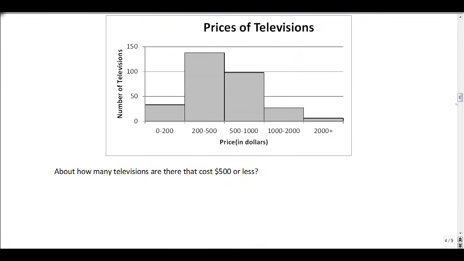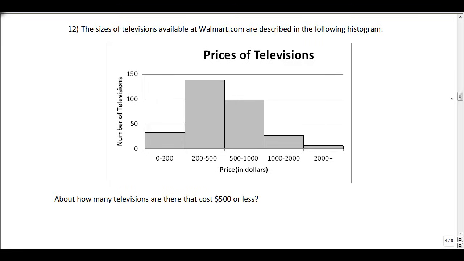Okay, next question. We've got the sizes of televisions available at walmart.com described in the following histogram. About how many televisions are there that cost $500 or less? So we're just trying to read the histogram, read the chart here. I'm going to say $500 or less, I'm really in these first two categories.